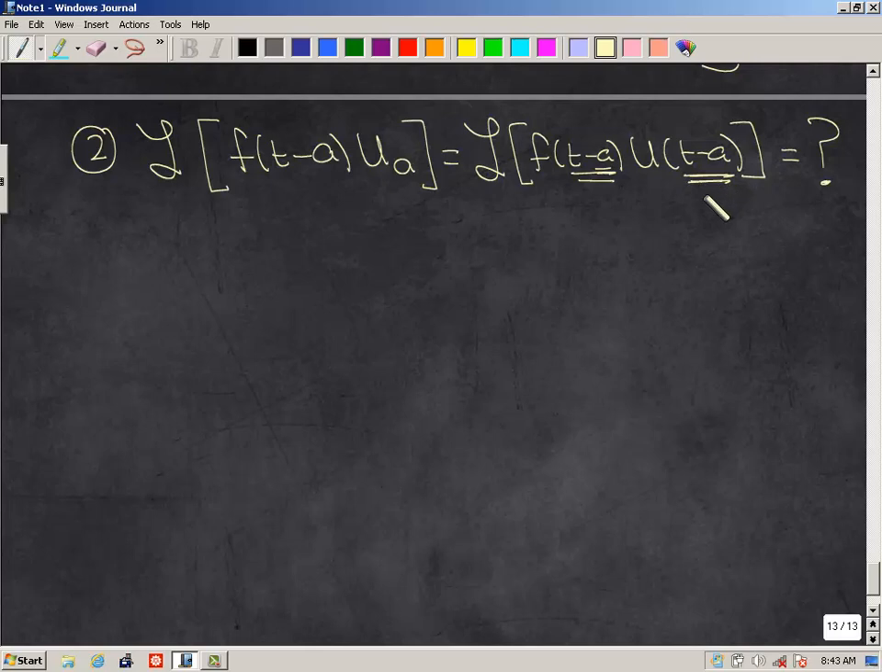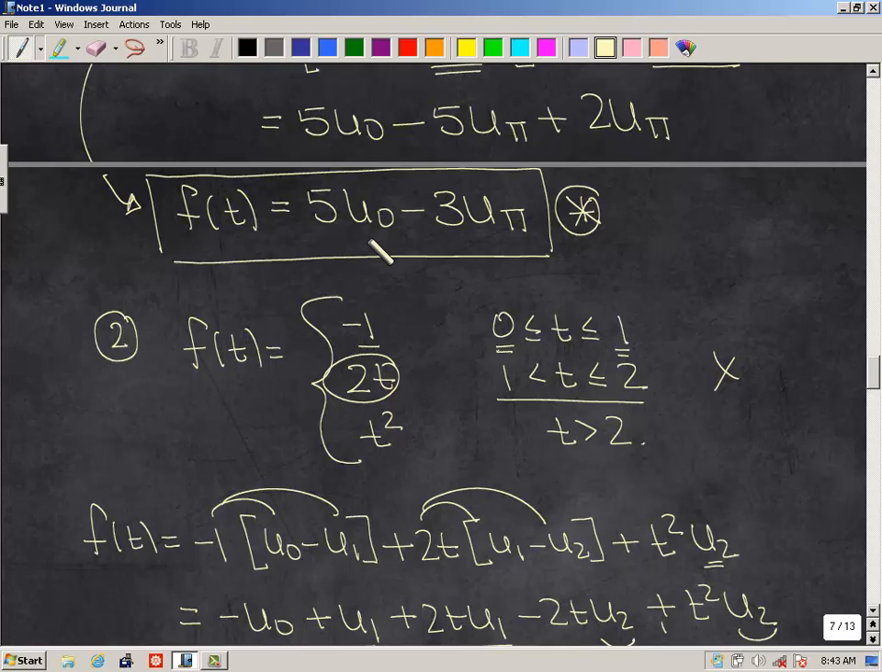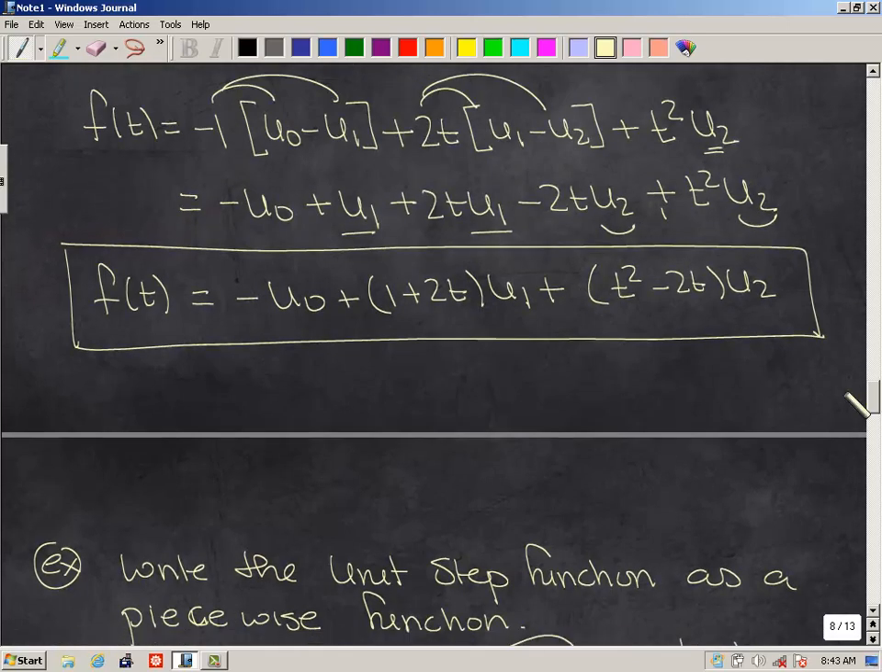Now, that's never going to happen when we do Laplace transforms. Do you guys follow? Because when we end up, like for example here, okay, actually that's not a good example here.